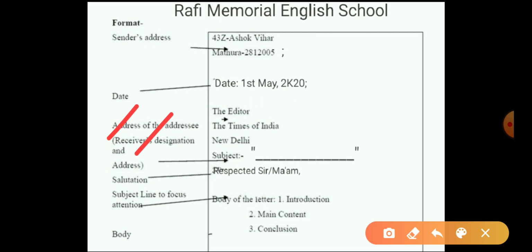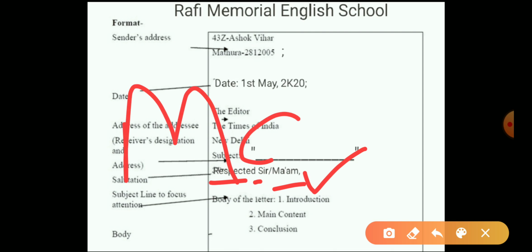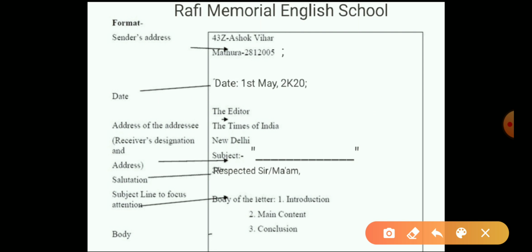Addressee means the receiver's address. You will write the post first, then the address of the person who is receiving the letter. Then again you will leave some space, and after it the salutation. This word is made from salute. You will salute, and you will write: Respected Sir/Ma'am. Remember, this is the format of writing ma'am. You can't write it any other way, it is wrong. Then again you will leave some space.